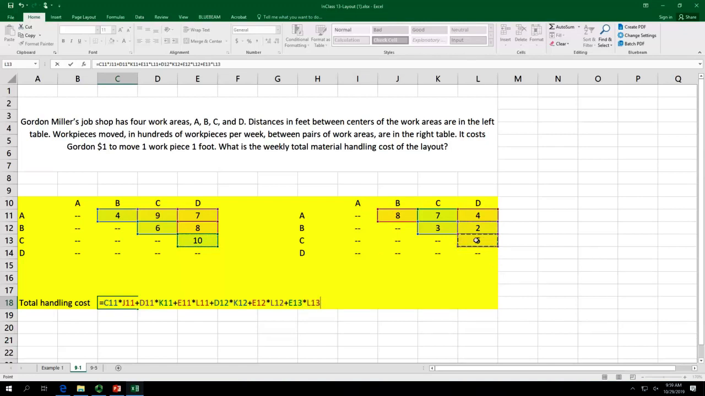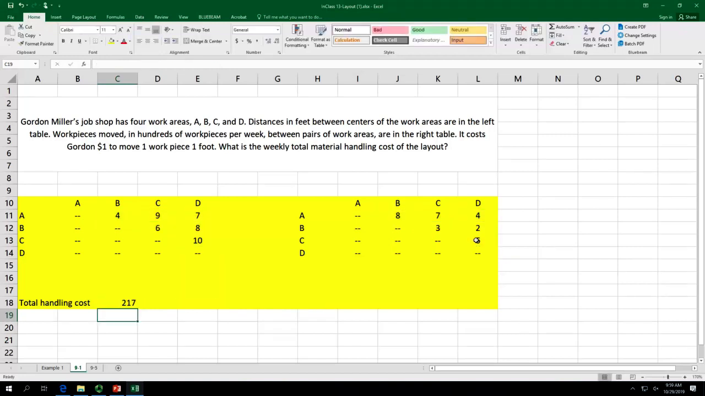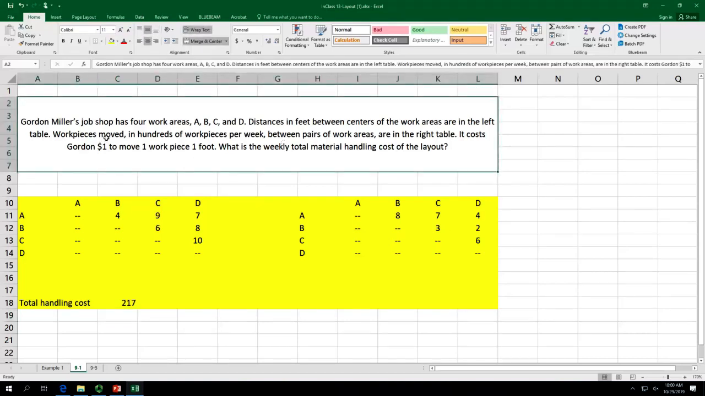This practice is relatively simple. They didn't ask you to rearrange the process. Just say, okay, given this distance, given this workload, given this cost of moving per load per distance, find out what the total cost is. So it is 217 total. But don't forget, the unit is 100 pieces per week.